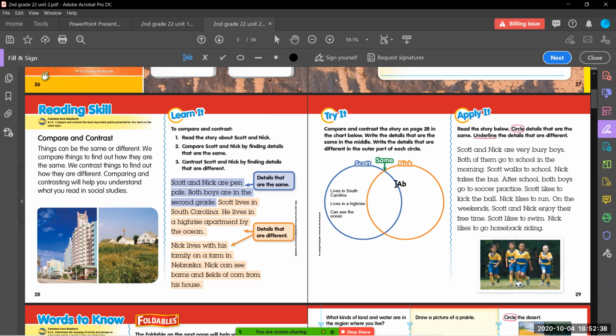Now I'm going to put in over here my information about Nick. Now, what do I know about Nick from over here? We know he lives on a farm in Nebraska. Let's see, barns and fields of corn from his house.